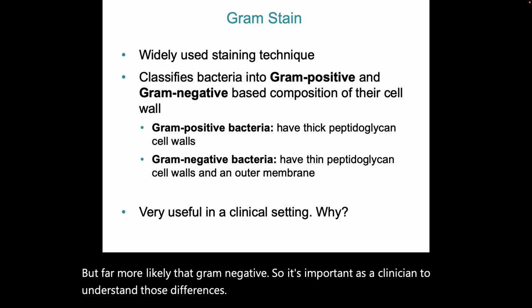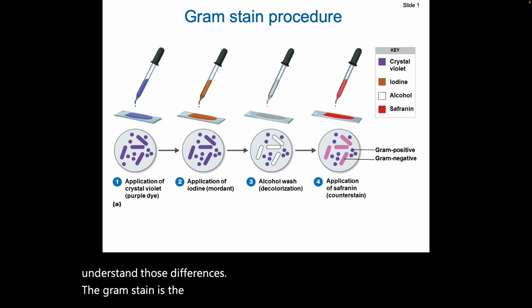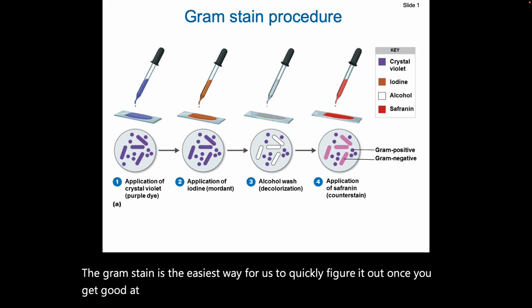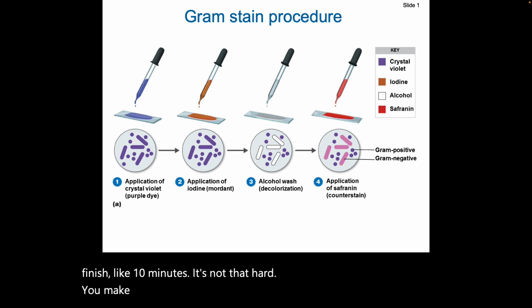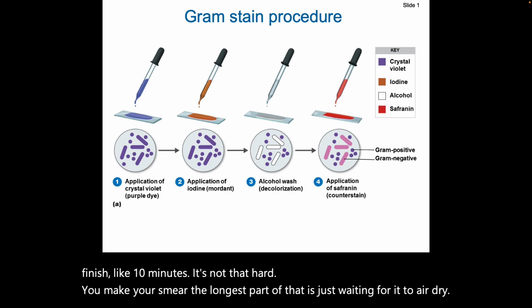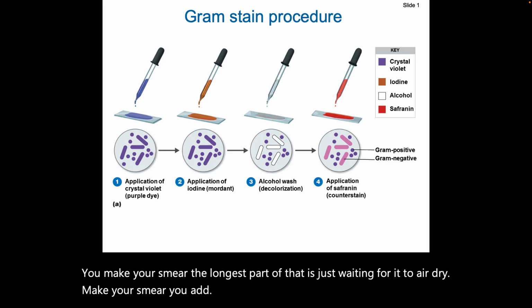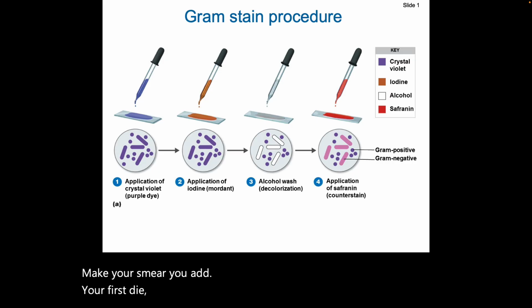The gram stain is the easiest way for us to quickly figure it out. Once you get good at doing a gram stain, it literally does take about, from start to finish, like 10 minutes. It's not that hard. You make your smear. The longest part of that is just waiting for it to air dry. Right? Make your smear. You add your first dye. Right? That's why it's a differential stain. There's at least 2 dyes.